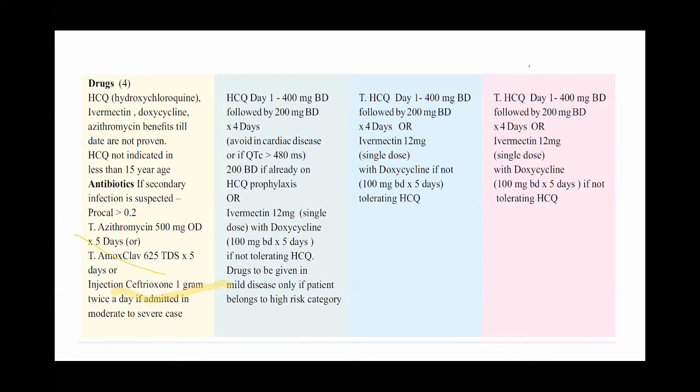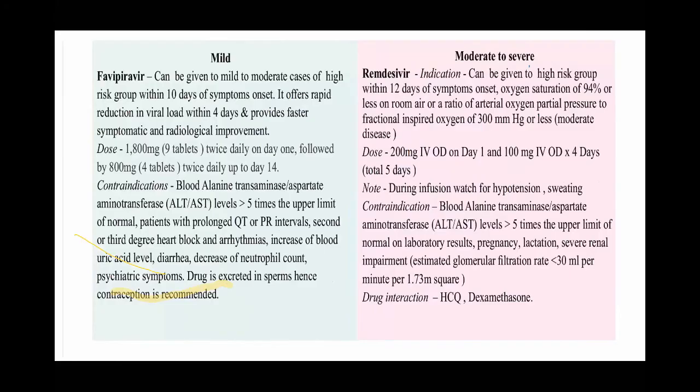The other medicines that have been proposed are ivermectin and doxycycline. I don't have much experience with this, but if your procalcitonin is high, or your CRP is high, they give azithromycin. In pediatric patients, most of the mild cases we are treating with paracetamol, and if we think the procalcitonin is high or CRP is high, we give azithromycin.